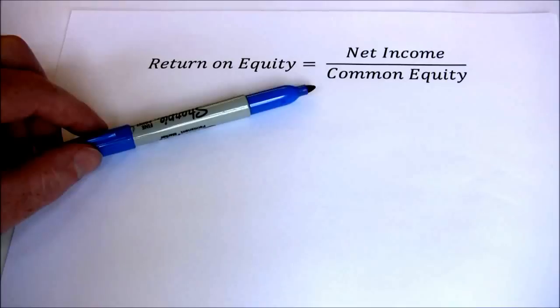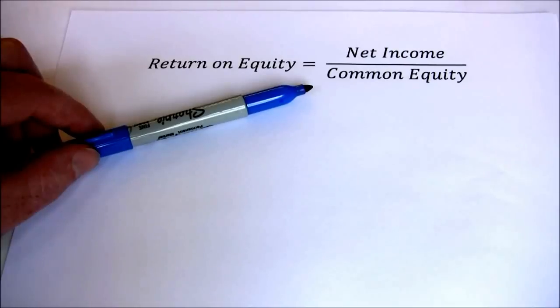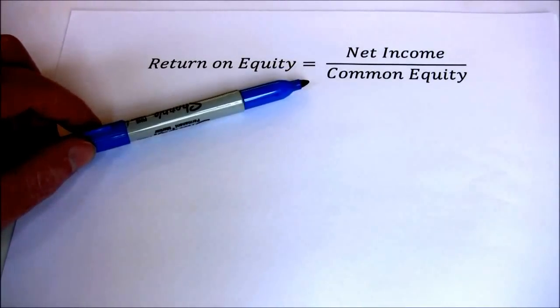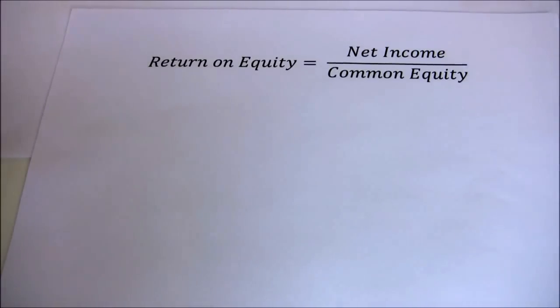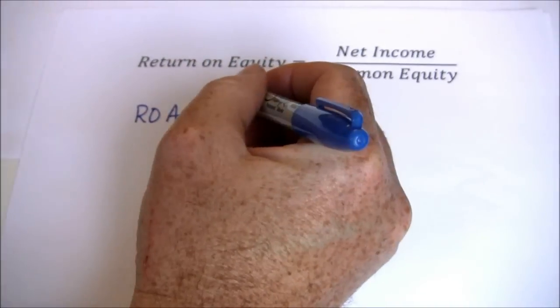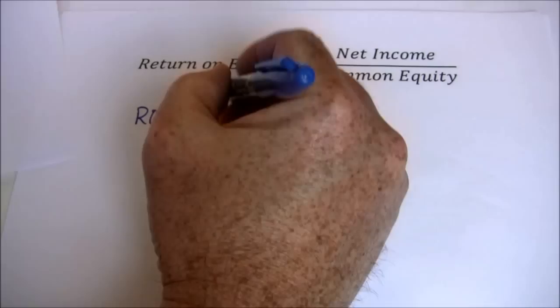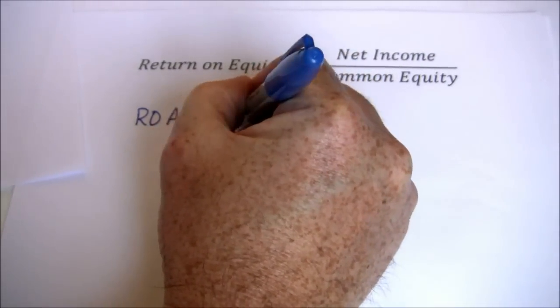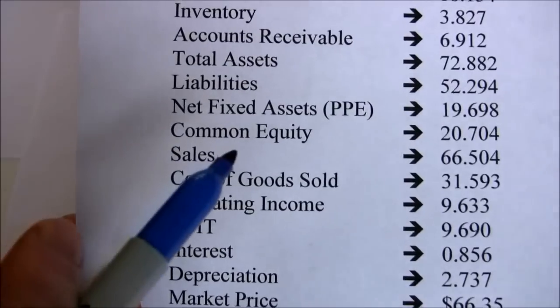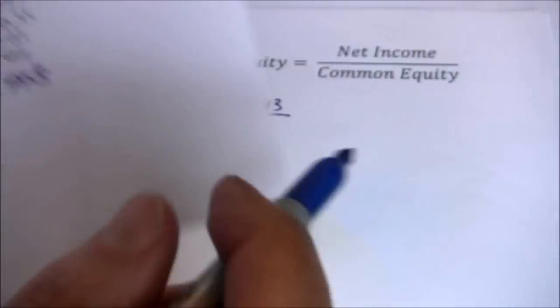So return on equity is definitely useful information on how well the company is using the shareholders' assets. But for a new shareholder, or even an existing shareholder, that's looking at the value of their investment right now, this common equity doesn't capture it as well as the current stock price. So let's go ahead and calculate the return on equity. Return on equity is just our net income again at $6.443 billion divided by our common equity, sometimes referred to as shareholders' equity or owner's equity, and that is $20.704 billion.